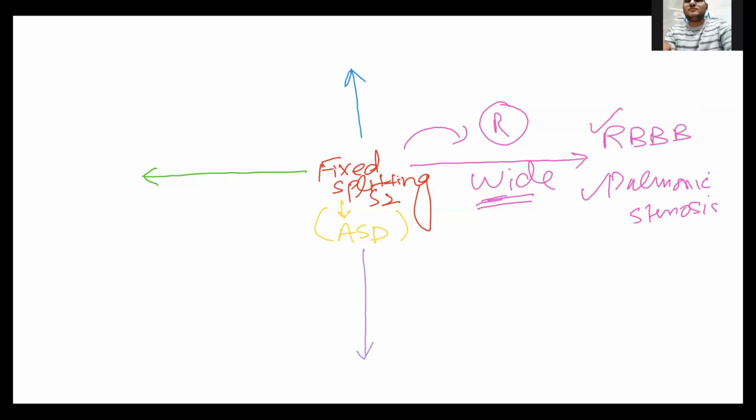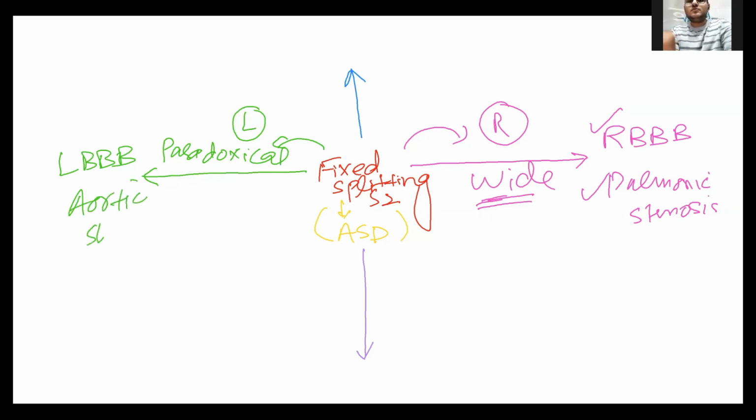Now going to the left side. So what will be happening on the left? This is left side, L. So it is the paradoxical splitting. What are the causes of paradoxical splitting? Left bundle branch block. It is left side, so it is left bundle branch block and left-sided valve stenosis. Left-sided, which is the counterpart of pulmonic, is aortic stenosis. Aortic stenosis, but severe aortic stenosis.